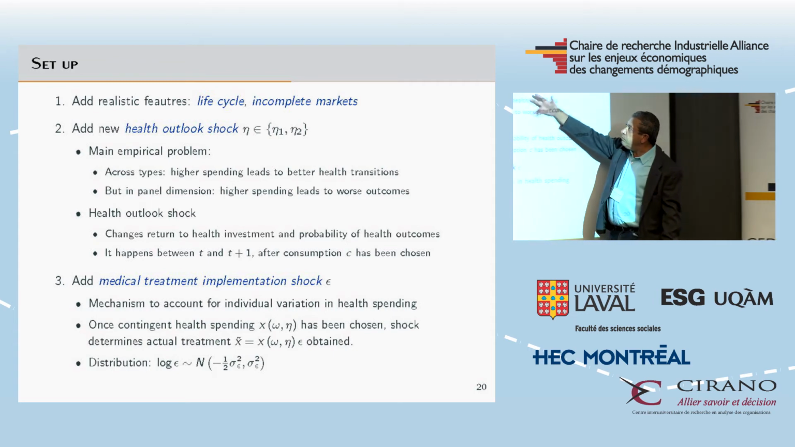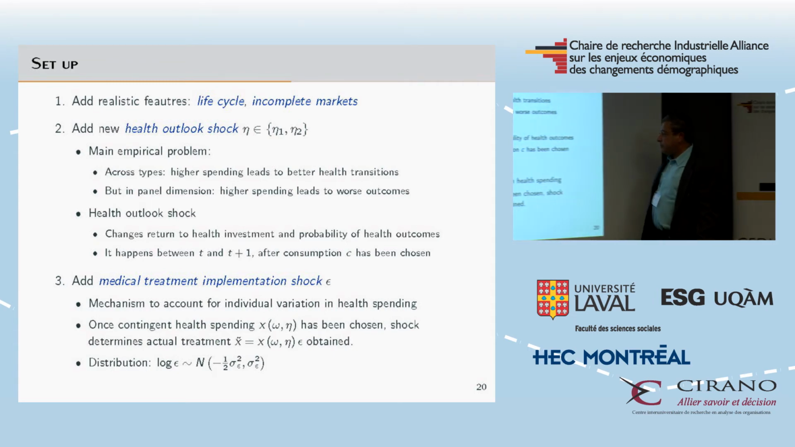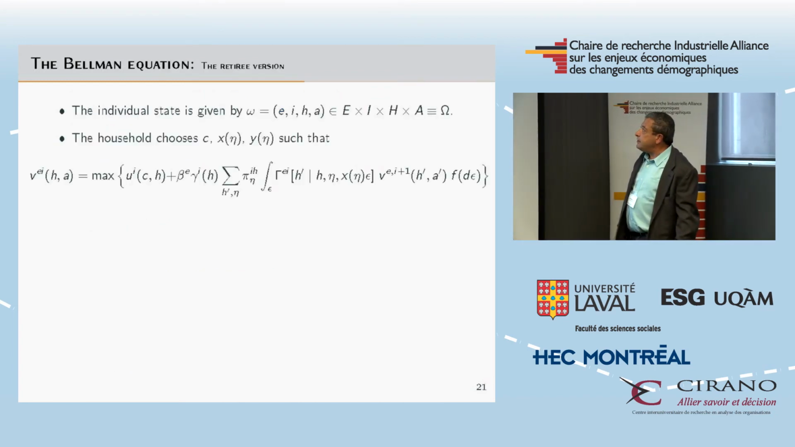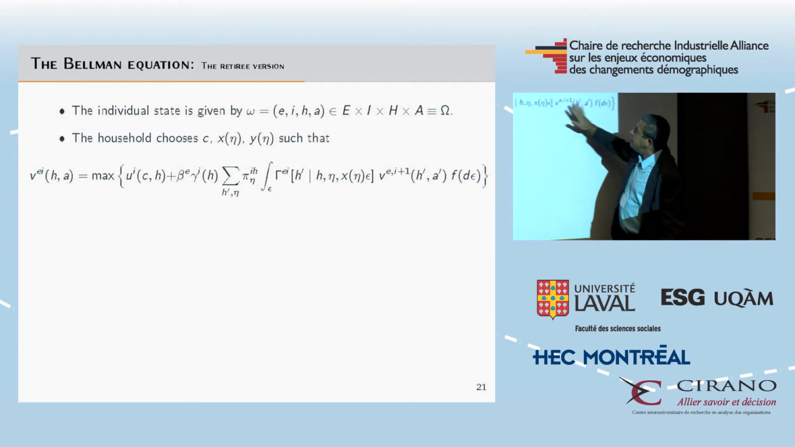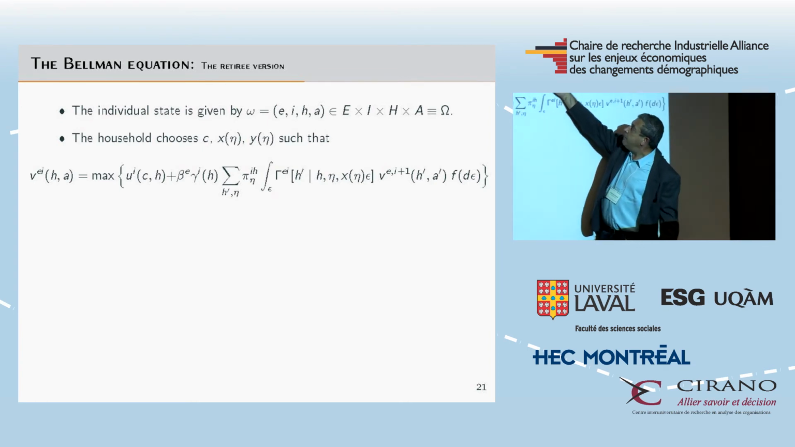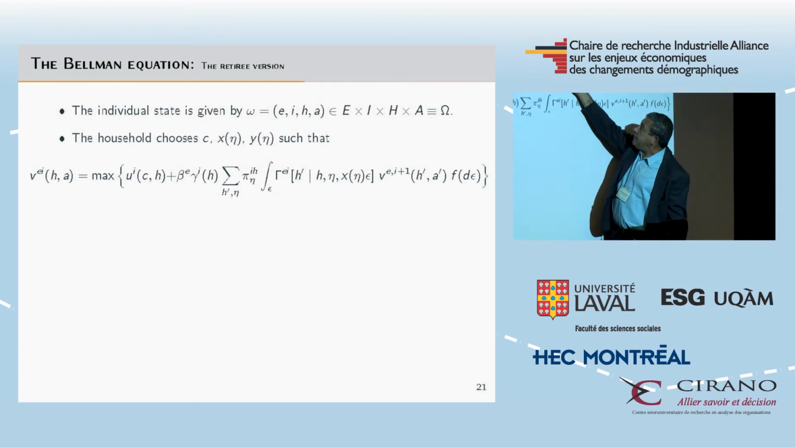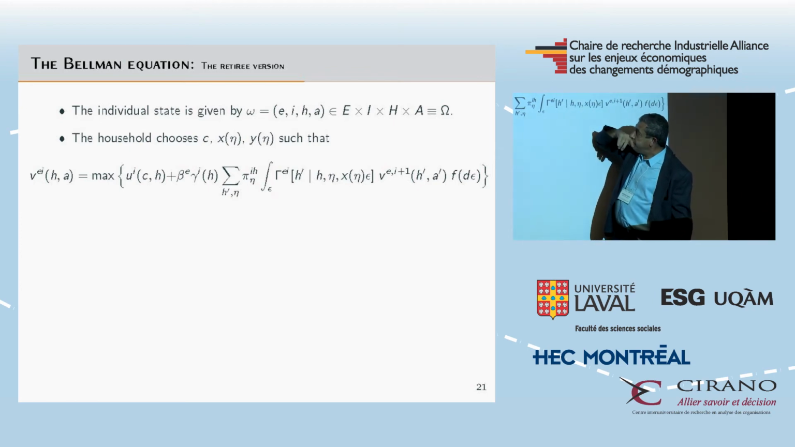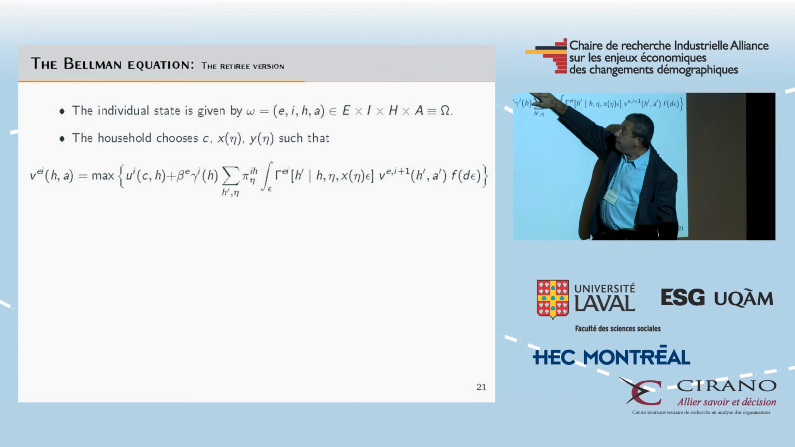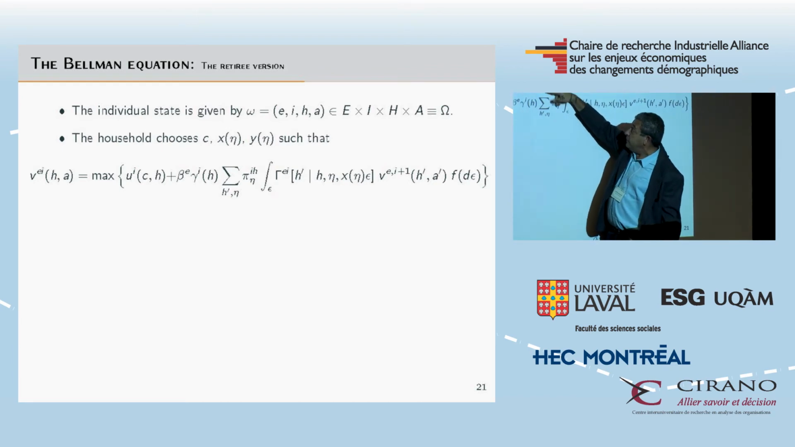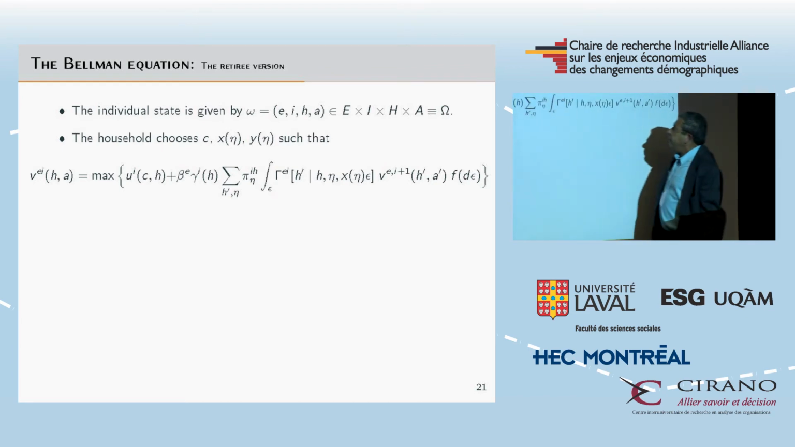So I say you need to have this thing where a bad thing happens and makes you spend more, to make sense of the patterns in the data. Now the model gets a lot harder because you have to index people by education, age, health, and wealth. And the household is choosing how much to consume, how much to invest, whether they get sick or not, and how much they end up paying for it.